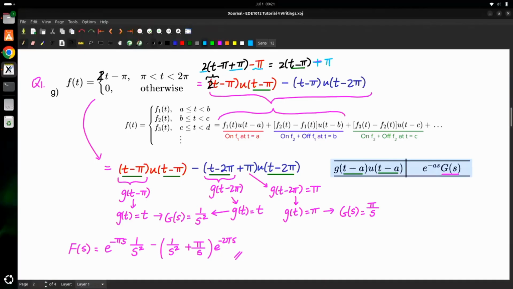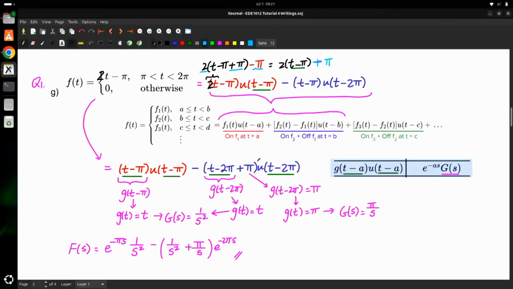I repeat the solution again. If you have a 2t here, how do you make the t into t minus pi? You just force in the minus pi. But you have to correct yourself, because the original function is 2t, right? So you minus pi plus pi. But you want the t minus pi term, so you take 2 times t minus pi. Then you have a 2 times pi minus pi, so that will give you plus pi.